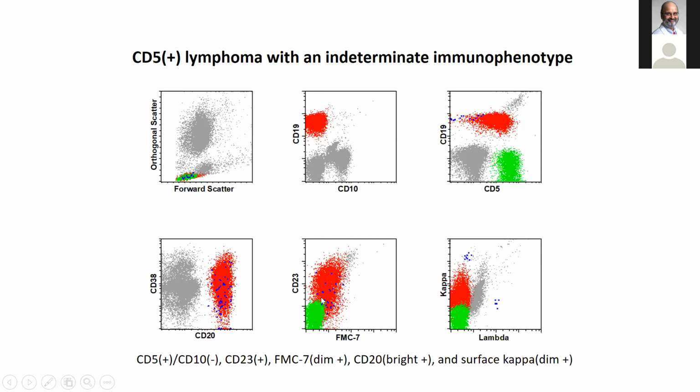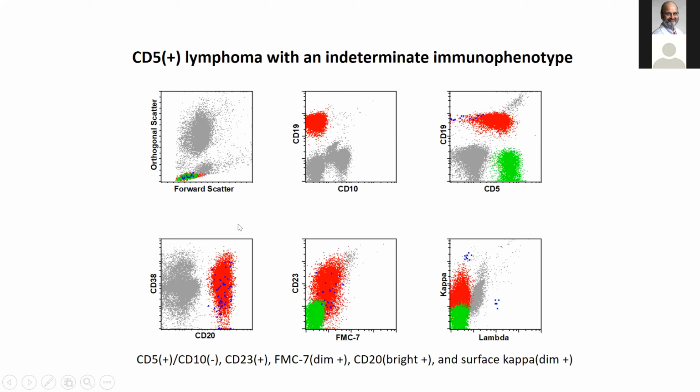We can then look at our supporting features to see if that helps a little bit. This particular case is bright for CD20, which is more characteristic of mantle cell lymphoma, but then it's dim for kappa, which is more characteristic of CLL, SLL. So this one truly is an indeterminate immunophenotype.